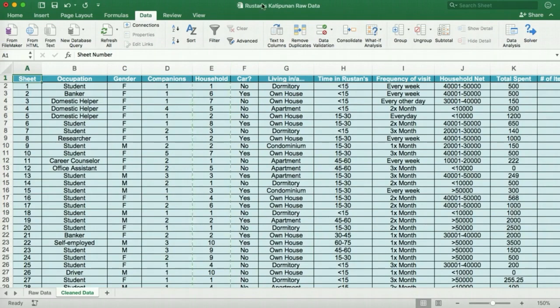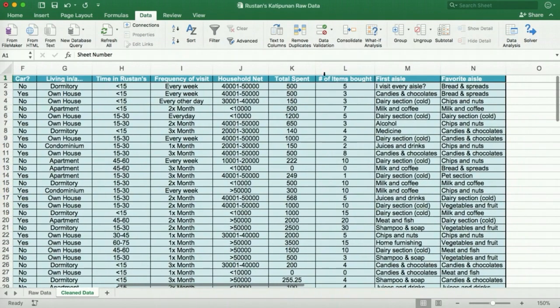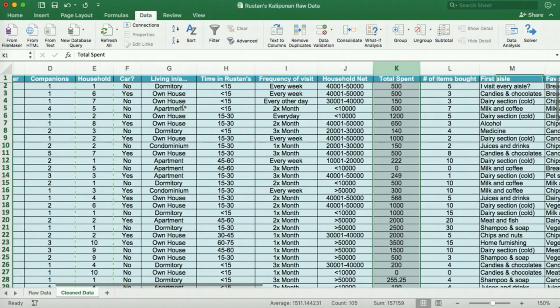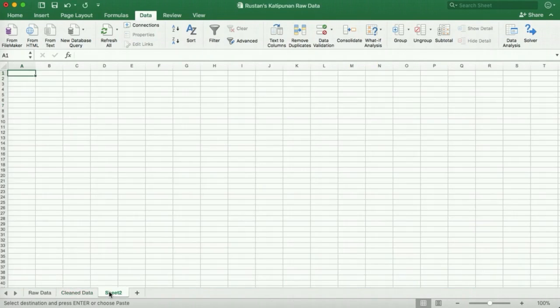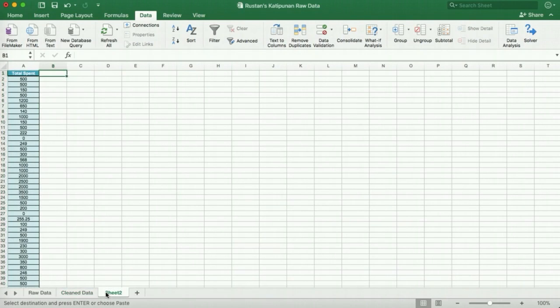And this dataset is still the same Rustan's Katipunan dataset, and this is the clean worksheet. Now, to perform simple linear regression, I'll pick two quantitative variables. So for this case, I'm interested to test total amount spent against number of people in the household. So to perform the test, I have to copy this to another worksheet first, and then I'll also copy the other variable, number of people in the household.